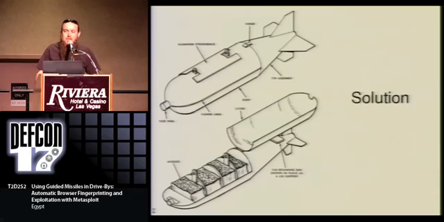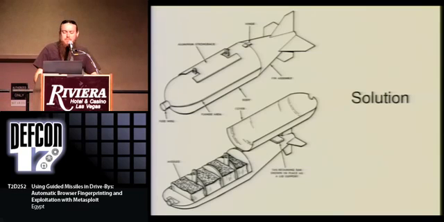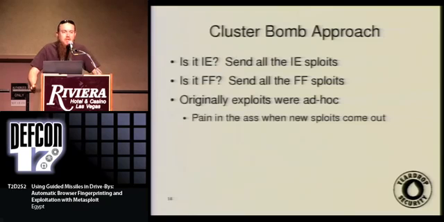So the solution, and the first thing that I tried, was sort of a cluster bomb approach. For those of you playing at home, this is an MK4-44 Lazy Dog cluster bomb used in Vietnam. This approach was basically using a user agent match. If it's Internet Explorer, you send all of our Internet Explorer exploits, and it's effective in a lot of ways, but it has a lot of downsides too.